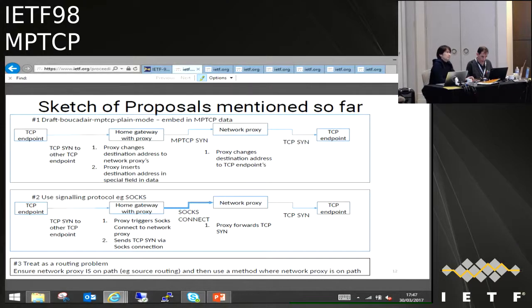So for me, 3 is probably not always viable, because the proxy is not always on the default path. For 3, the proxy has to be on the path. You could say you can do things to ensure that the network proxy is on the path. So you say it's a routing problem, and you do something to make sure it is. Source routing being an example, setting up a tunnel would be another example. So you could ensure it's on path.